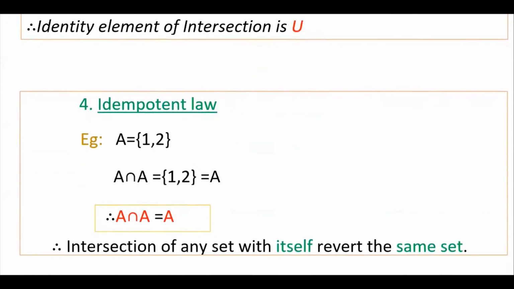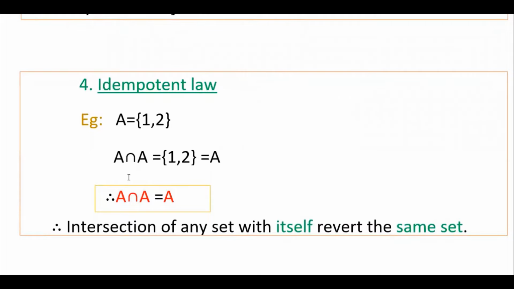And next one is idempotent law. If you take any set A is equal to {1, 2}, if you intersect the set with the same set, you will get the same set. Therefore, intersection of any set with itself returns the same set.